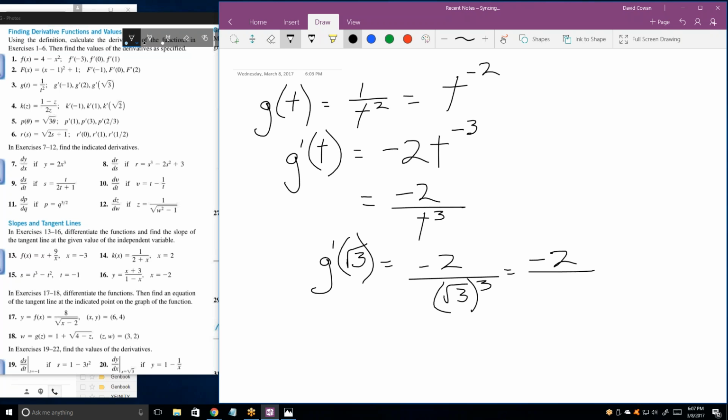Root 3 times root 3 times root 3 cubed. No, that's what cubed means. It's multiplying root 3 times itself. That'd be root 3. Well, hold on. This is what we're doing. What's that? That'd be 3. Oh, 3 root 3. There you go.